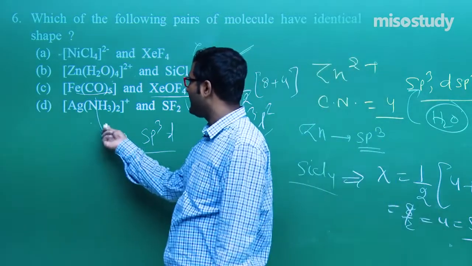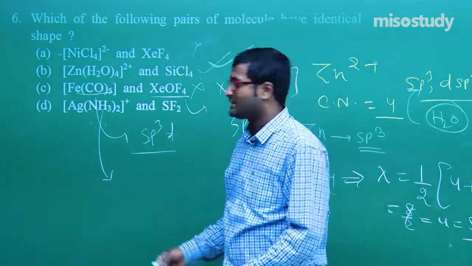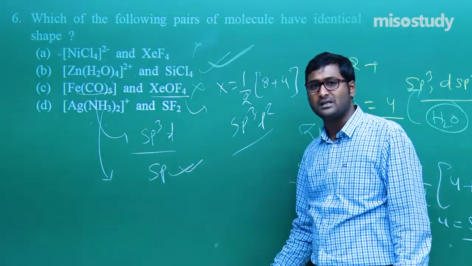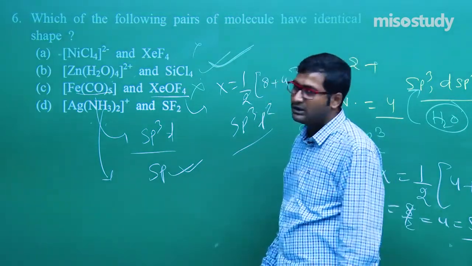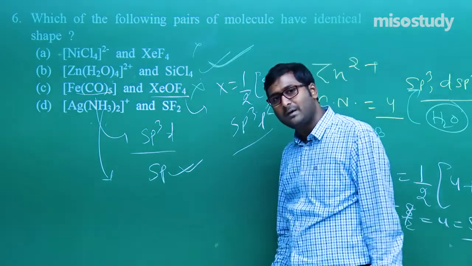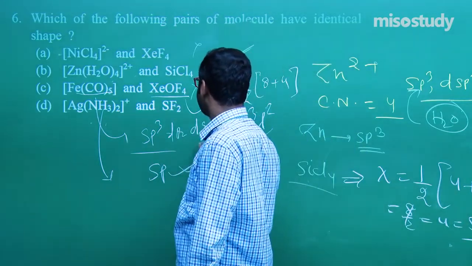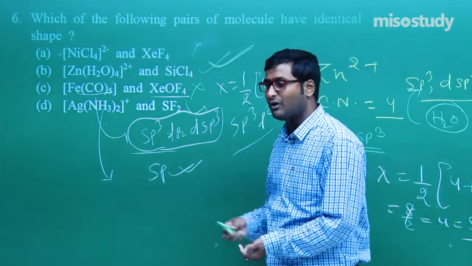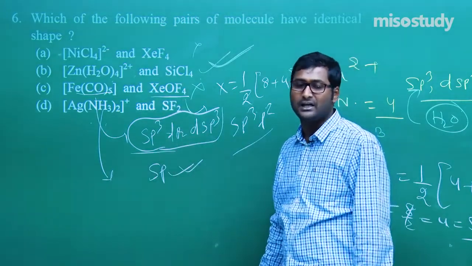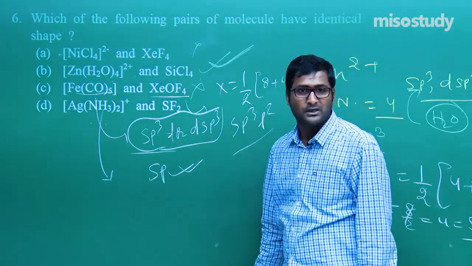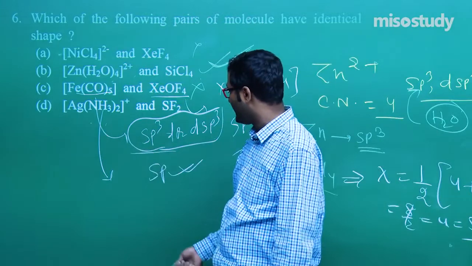Clear to you? If I talk about Ag(NH3)2, here the coordination number is 2. If the coordination number is 2, the hybridization is sp. If the coordination number is 3, the hybridization will be sp2. If the coordination number is 4, then the hybridization will be either sp3 or dsp2. If the coordination number is 5, then the hybridization will be sp3d or dsp3. In this case, we write sp3d or dsp3 according to the ligand strength, and we call them inner orbital complex and outer orbital complex. And lump sum, for Fe(CO)5, if the coordination number is 5, it will form either sp3d or dsp3. Clear to you? But if I talk about XeOF4, the hybridization is sp3d2. If I talk about Ag(NH3)2, the hybridization is sp.